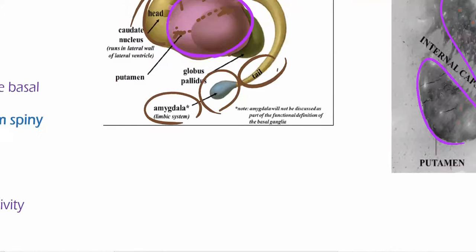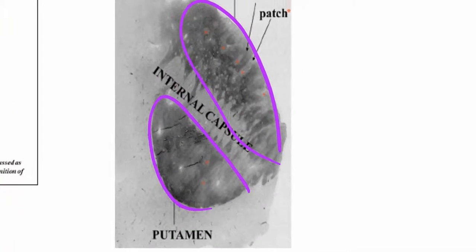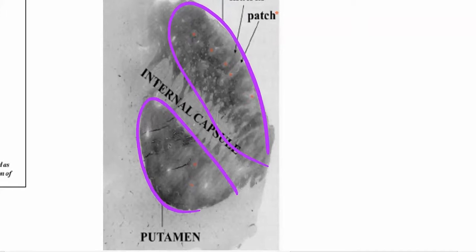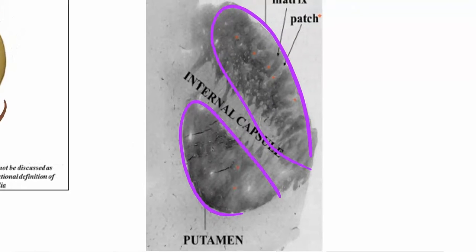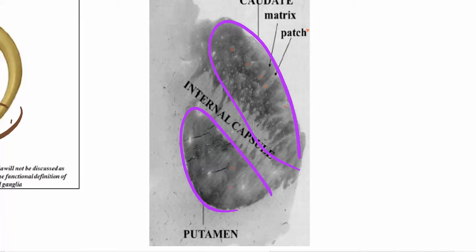Okay, so here it is. This is what Dr. Wilson showed in lecture. You can see the mosaic pattern, right? The fact that the caudate and the putamen both have a mosaic pattern shows that they're related to each other, and we're going to see that they have similar functional roles. They're both going to serve as input centers in your direct and indirect pathway.